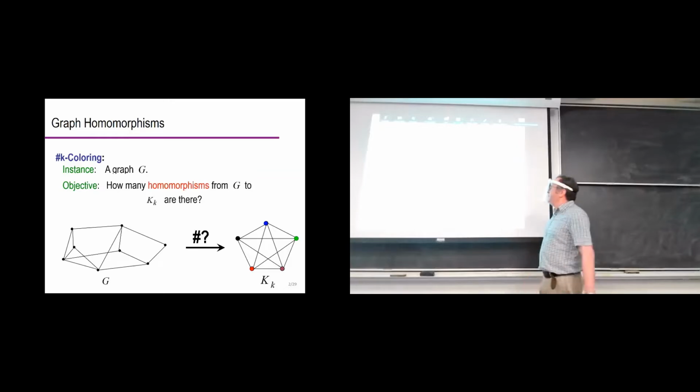So every k-coloring is a homomorphism to K_k. In the decision version of the problem, we just need to decide if such a thing exists. In the counting version, we have to count how many proper colorings, or how many homomorphisms, we have here.